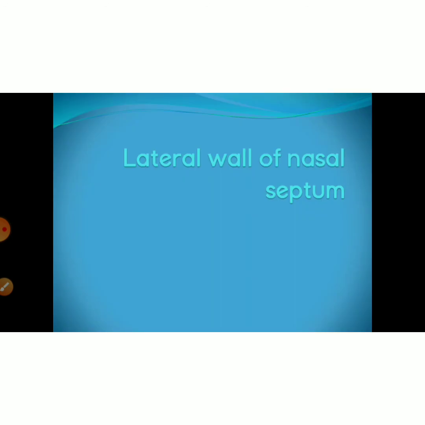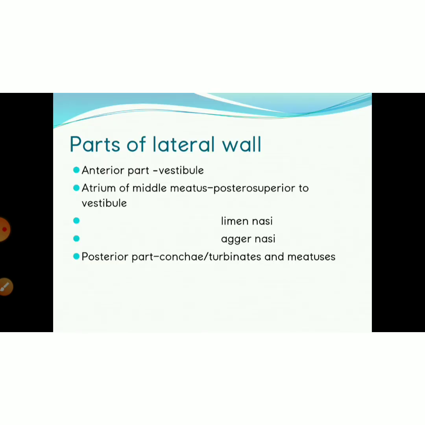Now we will come to the lateral wall of the nasal cavity. The lateral wall of the nasal cavity is divided into three areas. Anterior part: it presents the vestibule, which is lined by skin and has vibrissae. Then there is the atrium of the middle meatus, which is posterior-superior to the vestibule.